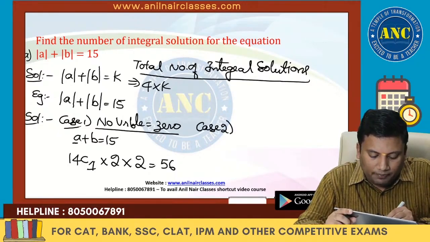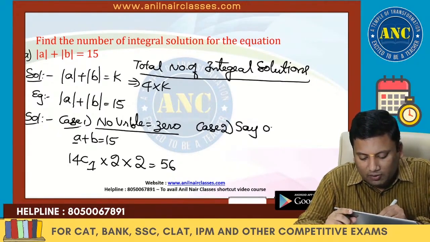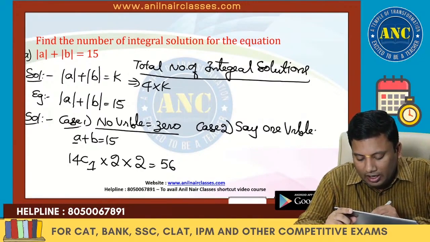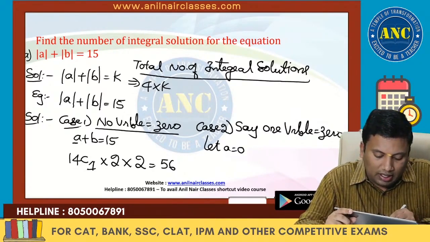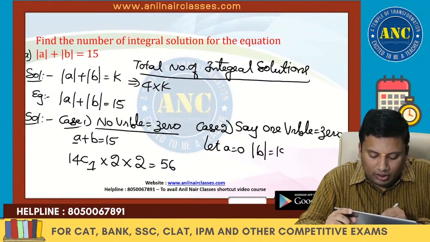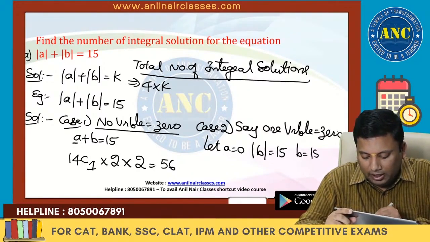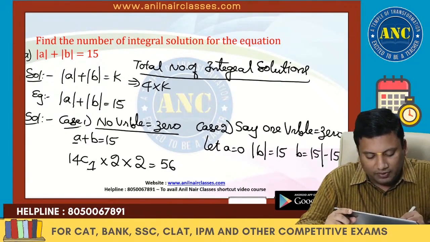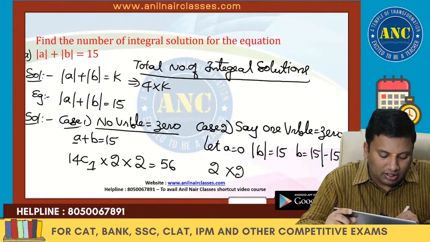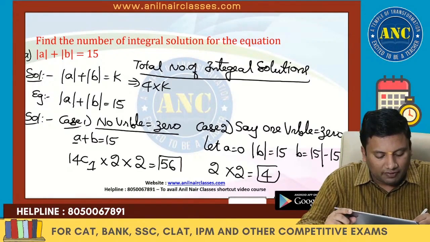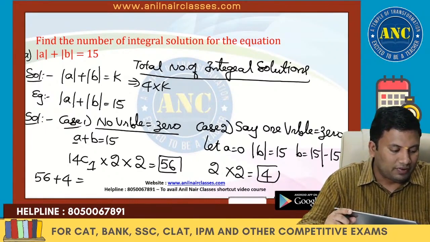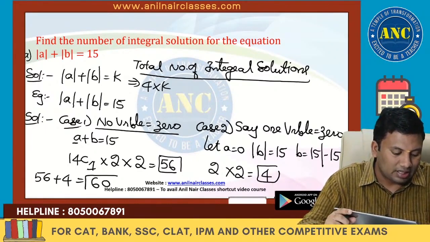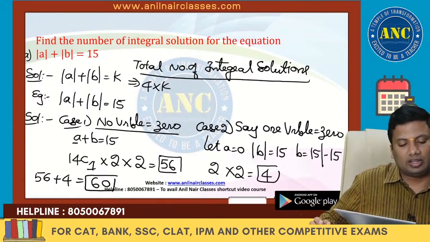Case number 2. Say one variable is equivalent to 0. Let a be 0. |b| = 15. That means b will be either 15 or minus 15. 2 cases. a can be 0 or b can be 0, so 2 into 2, it is 4. Here I got 56 cases, here 4 cases. Case 1 or case 2: 56 plus 4, the answer is nothing but 60.